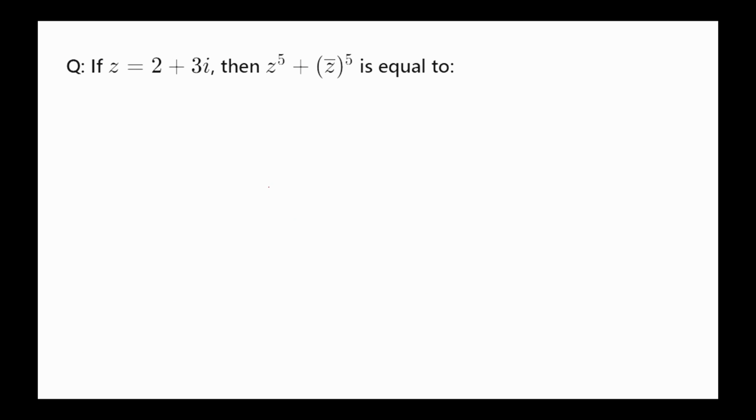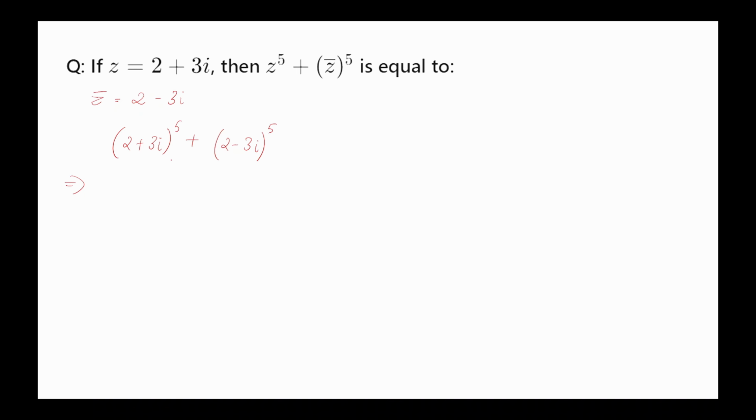Let's look at one more question. z is equal to 2 plus 3 iota, then z to the power 5 plus z bar to the power 5 is? So in this equation, first and foremost, let us write down what our z bar is going to be: 2 minus 3 iota. Now simply we'll put it in the expression that we need to find out. So we need to find the value of (2 plus 3 iota) to the power 5 plus (2 minus 3 iota) to the power 5.